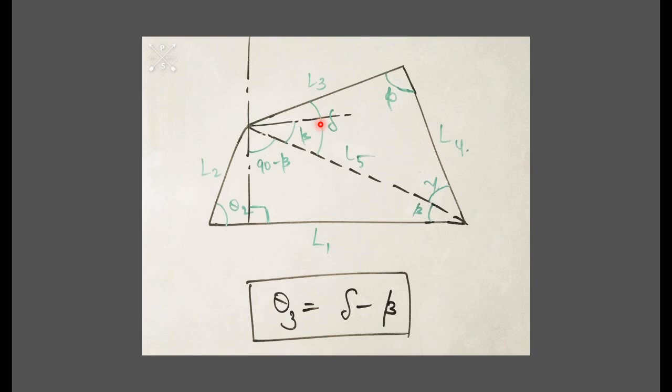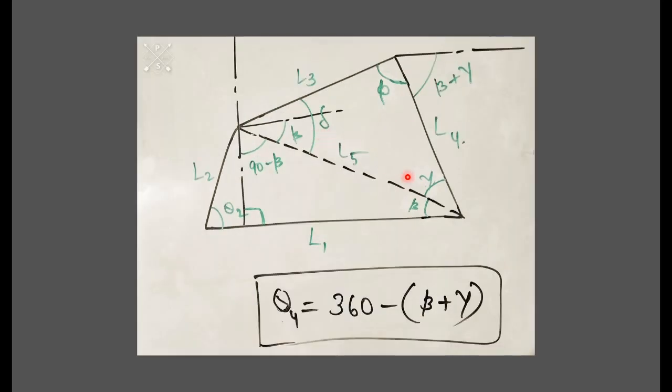So what was theta 3? Check your diagram. Theta 3 was this small angle. So what is this angle? Delta minus beta. The total angle is delta, and this part is beta. So delta minus beta will be theta 3. So you found theta 3.